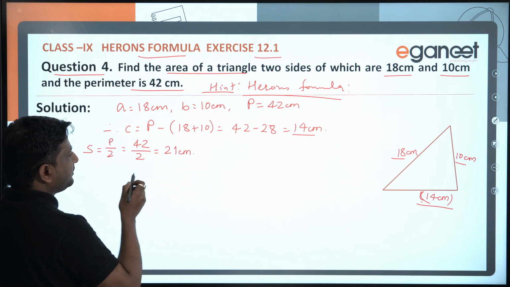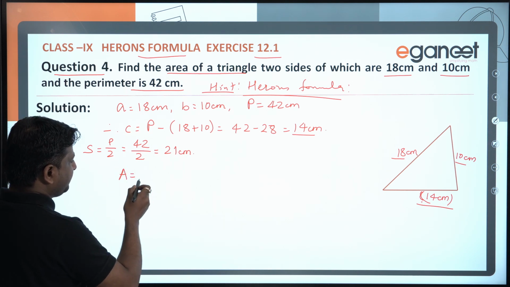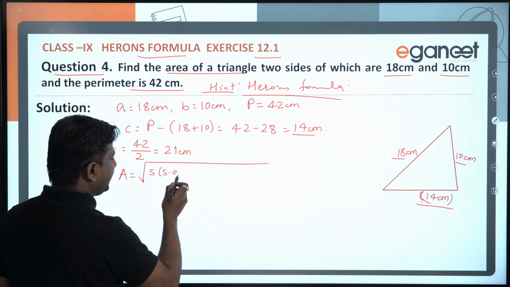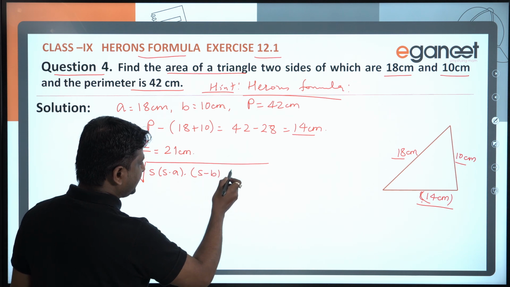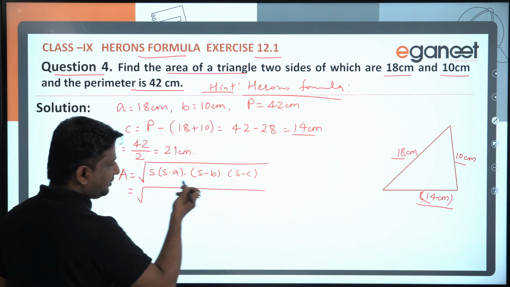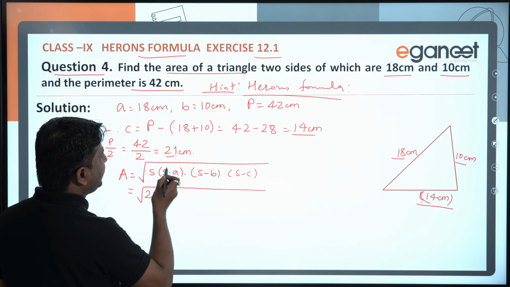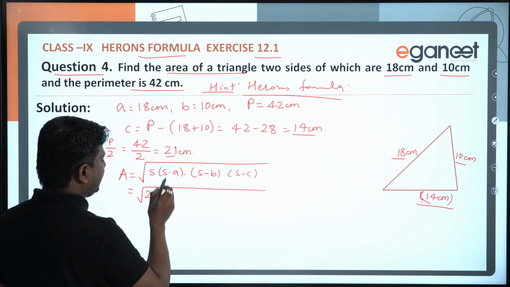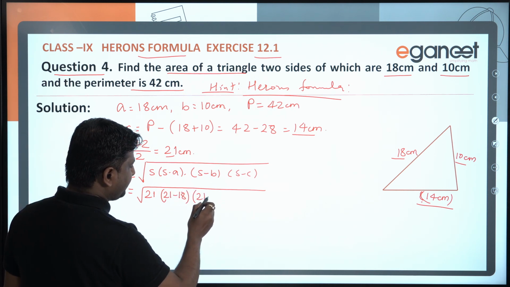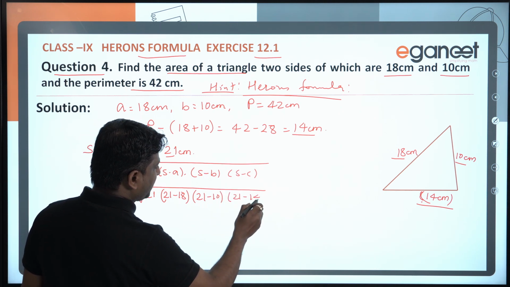Right? Now let's recall the formula of Heron's formula. Area of the triangle when we are using Heron's formula will be root of s into (s minus a) into (s minus b) into (s minus c). Let's substitute the values of all these variables. How much is s? It is 21, right? Now 21 minus a. How much is a? It is 18. So this will be 21 minus 18. Next will be 21 minus 10, and last will be 21 minus 14, right?